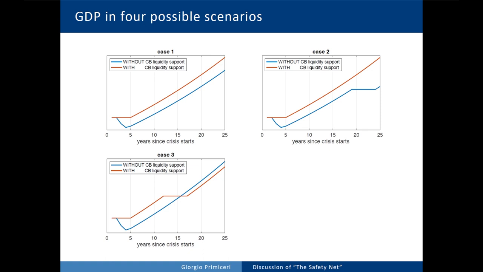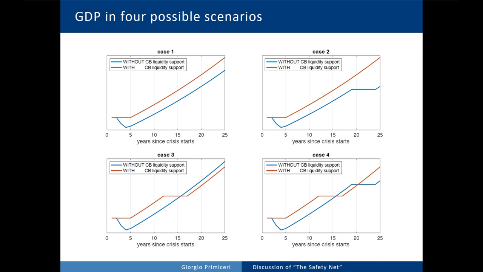Case number three is the opposite. There is the crisis today, and the country in which the central bank decided to intervene is actually subject to a crisis after 10 years again. Now, the paper's estimate suggests that this is more likely than the upper row. And this is one last case in which there are subsequent crises in both countries, but the crisis in the country with intervention happens earlier. Okay? So again, the results in the paper suggest that the bottom row is more likely than the upper row.